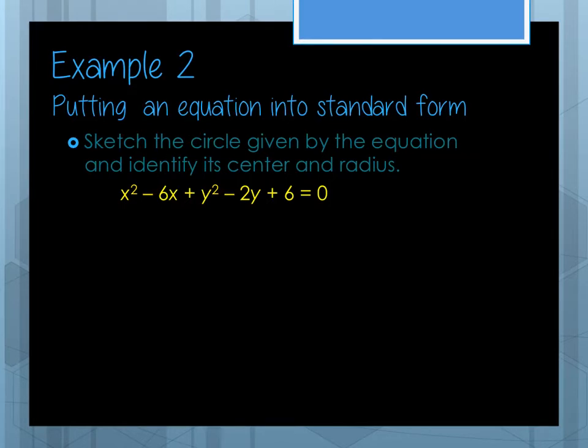All right, then we get to something like this where it says put the equation into standard form. So the actual instructions say sketch the circle given by the equation and then identify its center and radius. And to do so, we want it in standard form. So what's the way to get it into standard form?